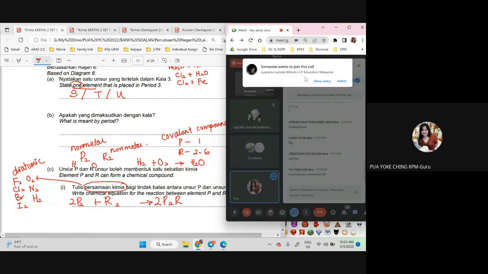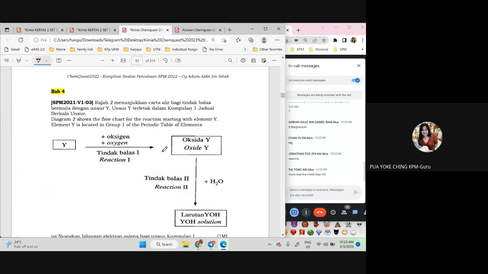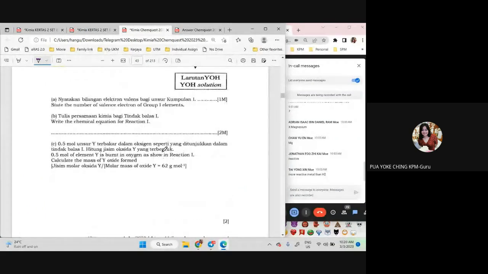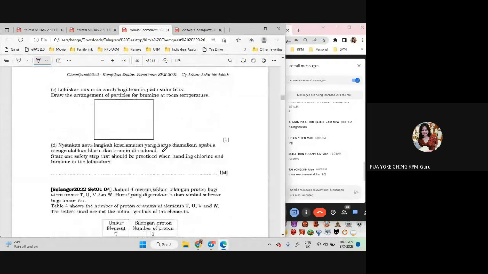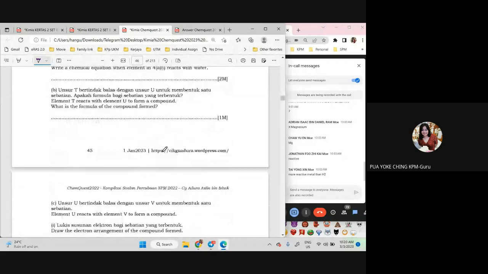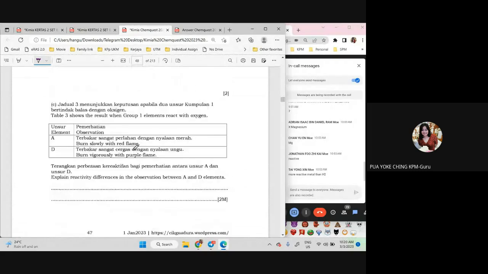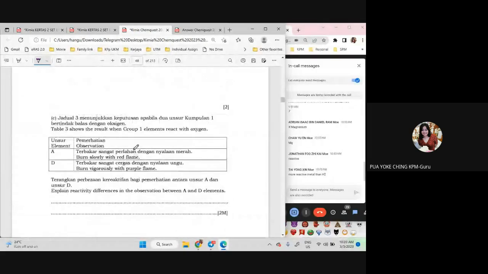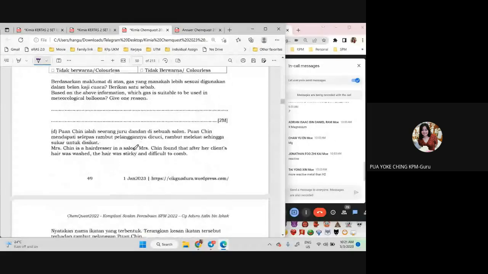Okay, so next. So kita tengok bab 4. Okay, so soalan bab 4 usually is a very common question. Macam ni, siapa halogen? And then it asks you to write the equation. And then all the reactivities.